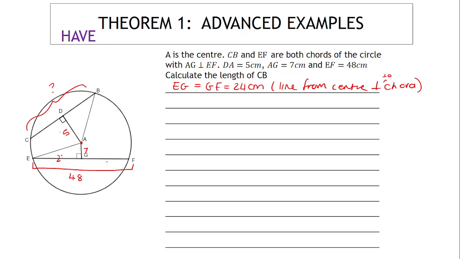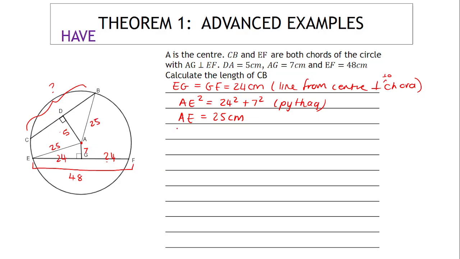Okay, so now I know that this is 24 and this is 24. Now I'm going to do Pythagoras to find AE. AE squared is going to be 24 squared plus 7 squared. Remember, it's Pythagoras. So I'm going to do all of that working out and square root it, and I'm going to get, I think, 625, so it's 25 centimeters. So this is 25 and this is 25.